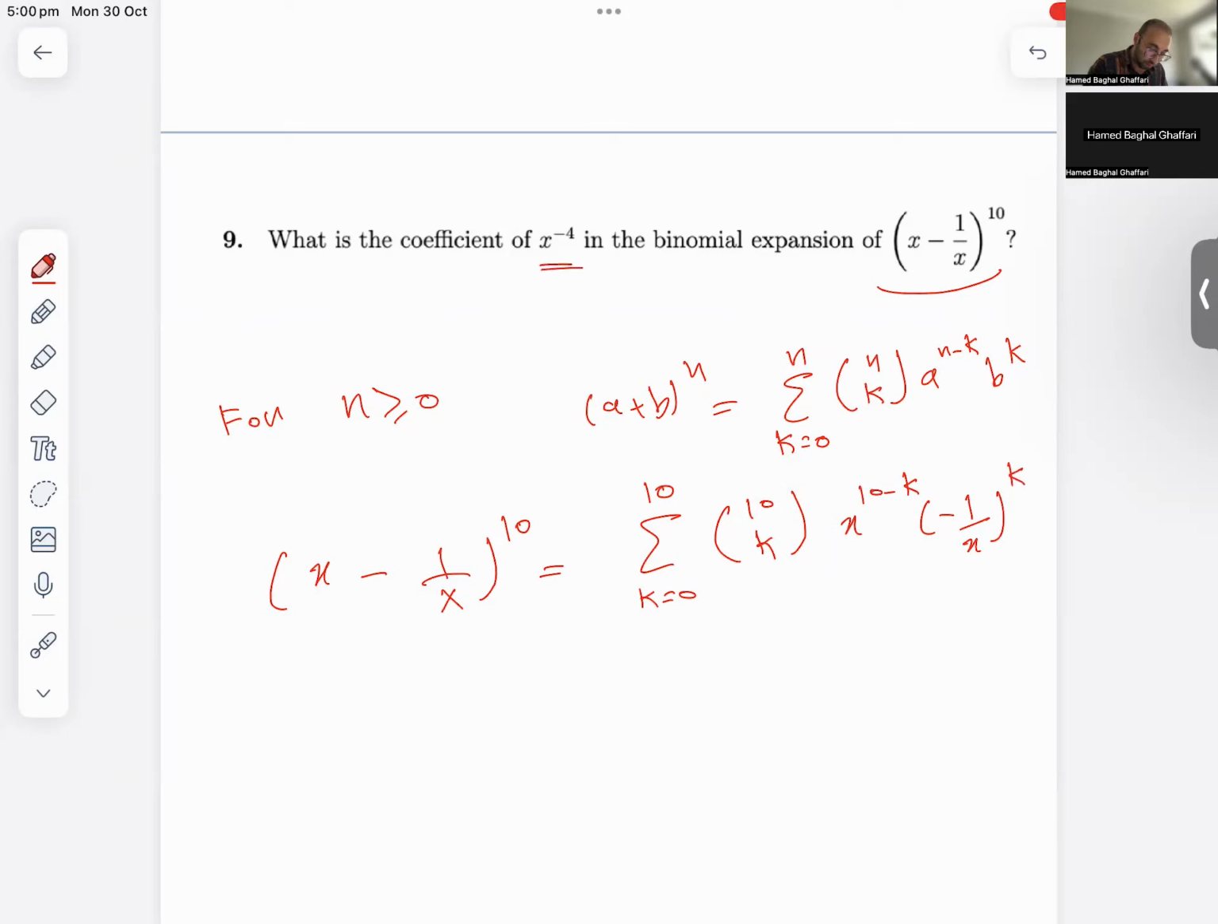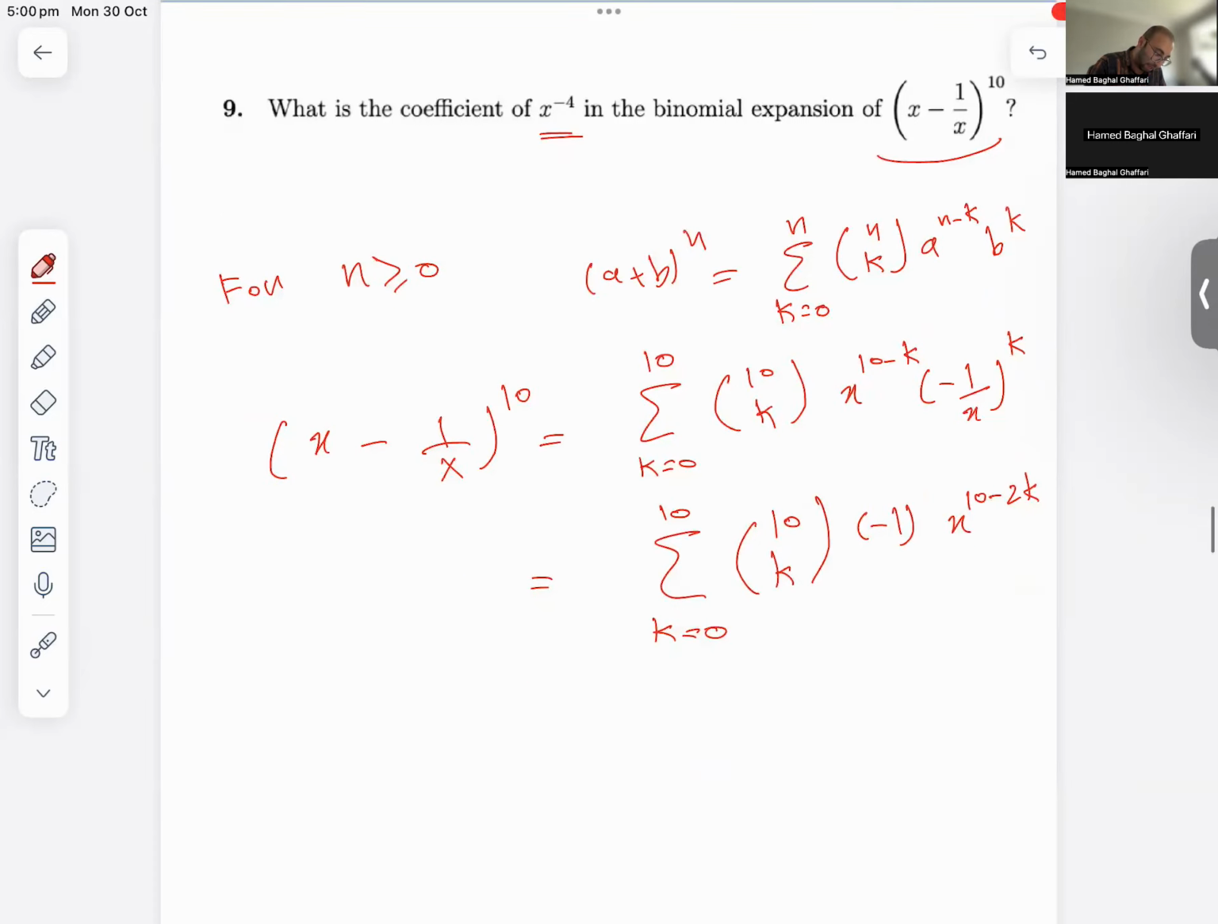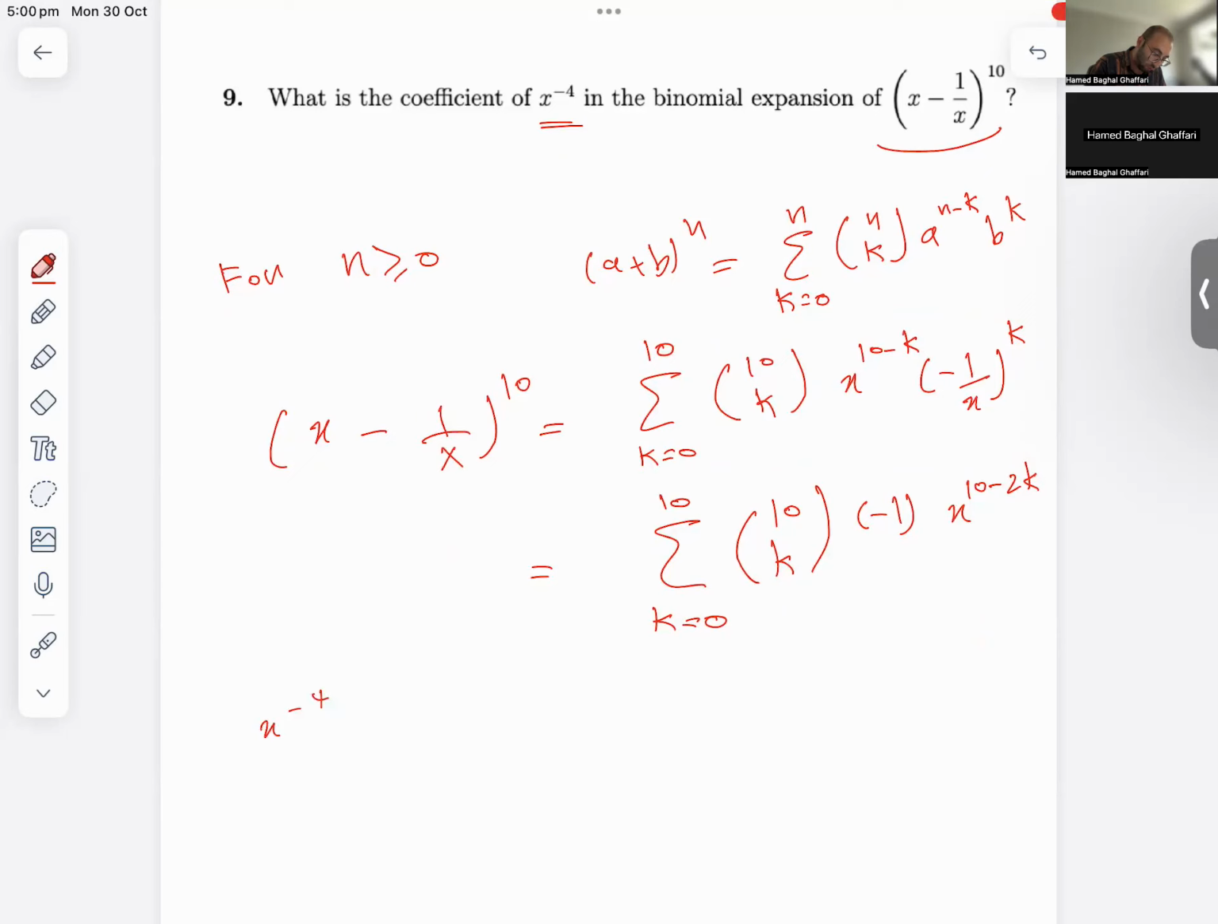So we are after the coefficient of x to the power minus 4. So we see that k goes from 0 to 10, 10 choose k, and I should simplify this. So we've got x to the power 10 minus 2k. Since we are after x to the power minus 4, 10 minus 2k should be minus 4.